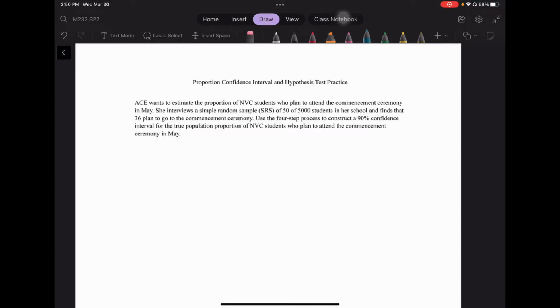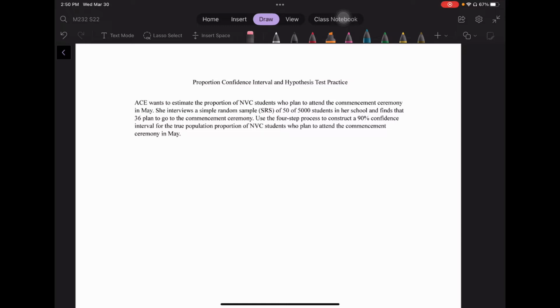Okay, let us practice how to do the four-step process using some example questions. Ace wants to estimate the proportion of Napa Valley College students who plan to attend the commencement ceremony in May. She interviews a simple random sample, which we can call an SRS, of 50 out of 5,000 students in her school and finds that 36 plan to go to the commencement ceremony. Use the four-step process to construct a 95% confidence interval for the true population proportion of Napa Valley College students who plan to attend the commencement ceremony in May.